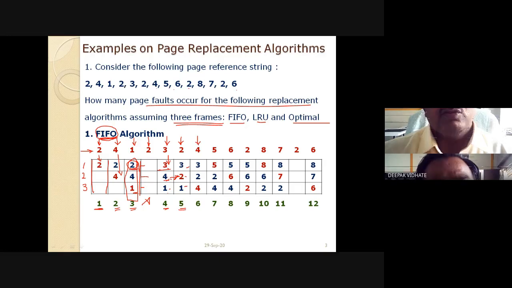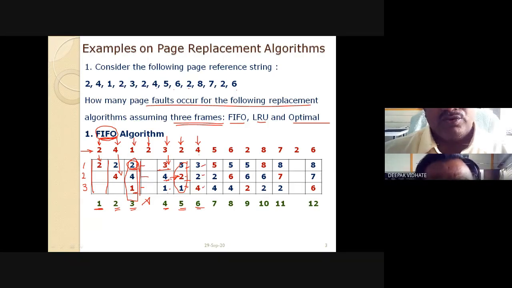Again the reference is made to 4. Page fault occurs because 4 is not available. So out of these 3, 2, 1, which is to be replaced? Which is the first in comparison with 3, 2, 1? Out of these three numbers, 1 is the oldest one, or 1 is brought first inside the main memory. So 1 is replaced by 4. So this is the sequence 3, 2, and 4.